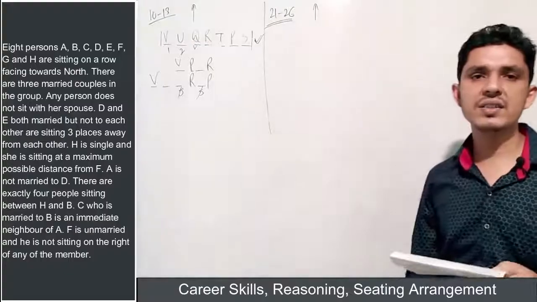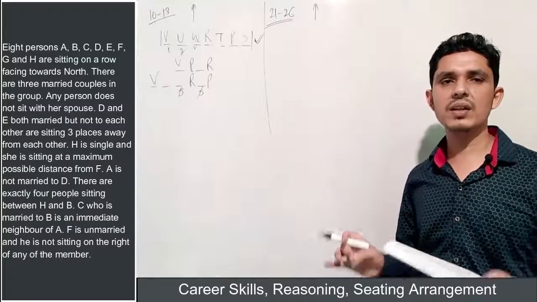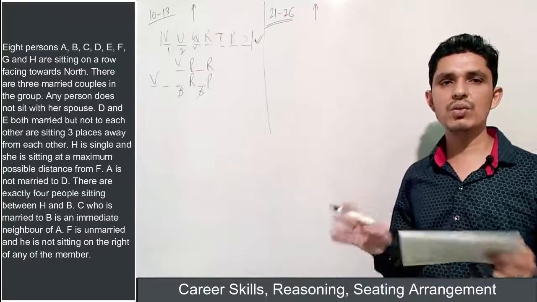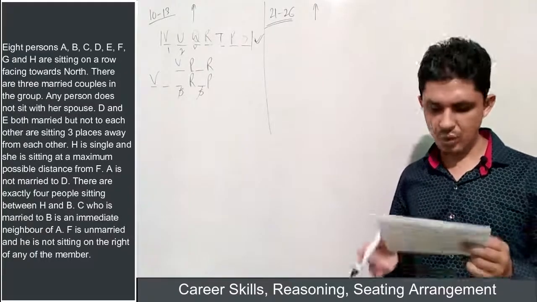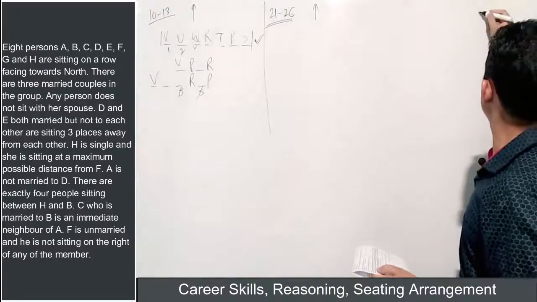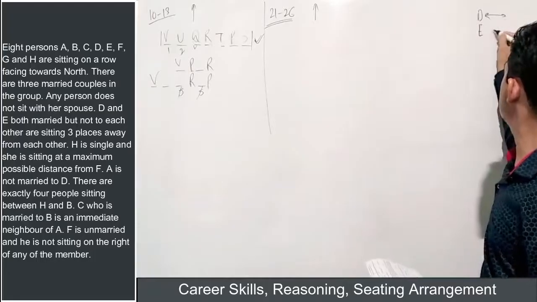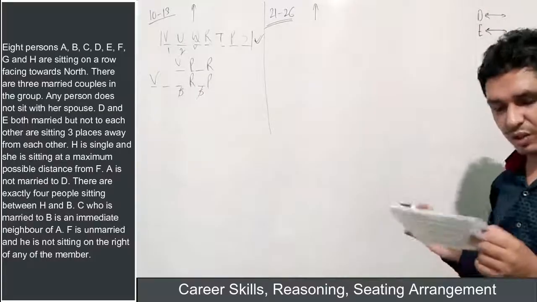So friends, in blood relation we have already studied that whenever we have to show a married couple, we denote it with a double-sided arrow. So he is saying that D and E both are married, so we can denote it as D married couple and E is also a married couple but not to each other.